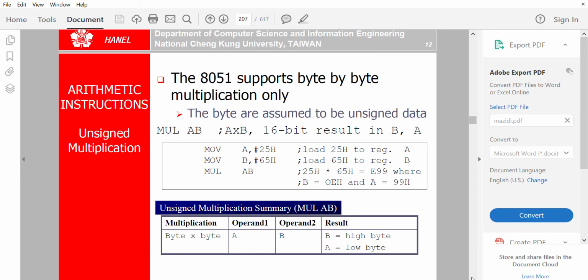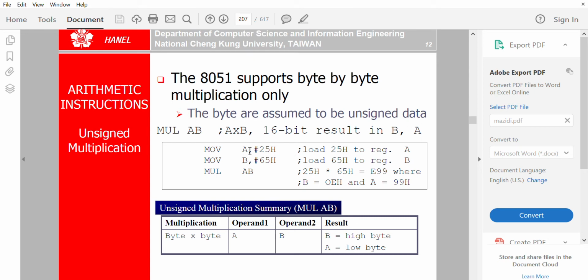Next is multiplication and division. So we dealt with BCD addition and subtraction. Next is multiplication and division. In the case of multiplication, you know that the result will be a bigger number. So MUL AB is A into B. What happens is A into B, and the 16-bit result will be stored in B and A, the higher order byte in B and the lower order byte in A.